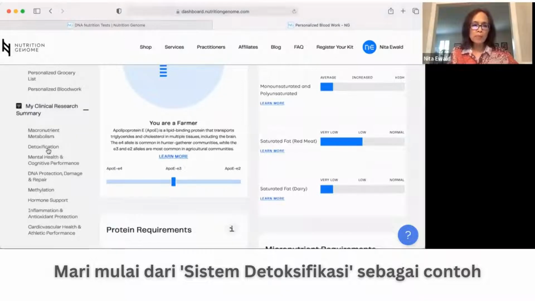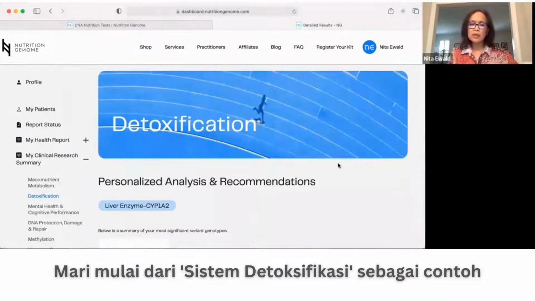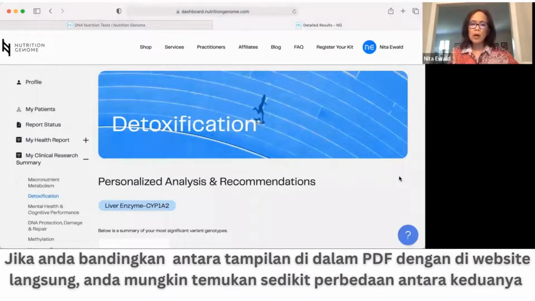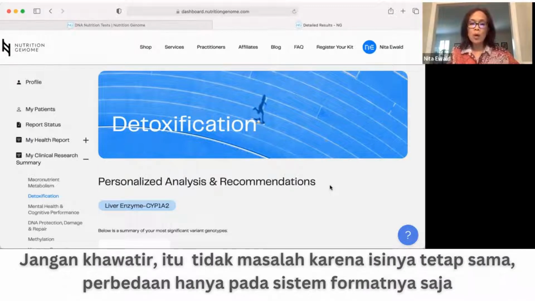Let's select detoxification, for example. If you compare the PDF version and viewing it through the computer, you might see a slightly different format between those two, which is okay. Don't worry. It's really just a difference in the formatting system. The content itself is the same.